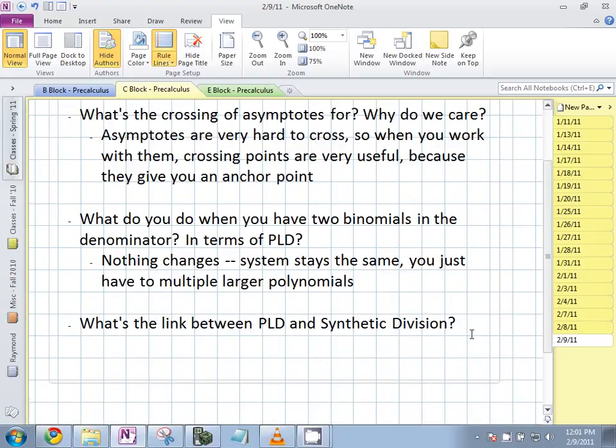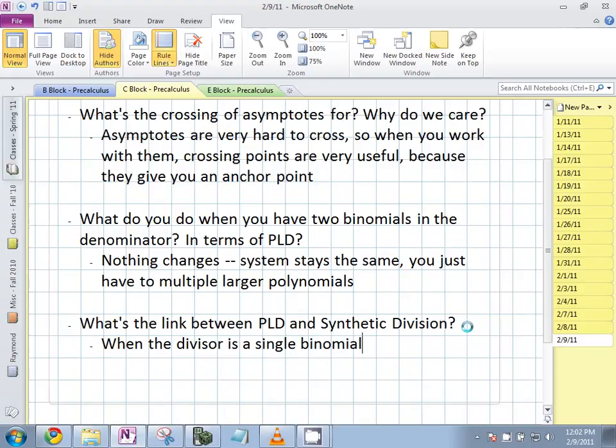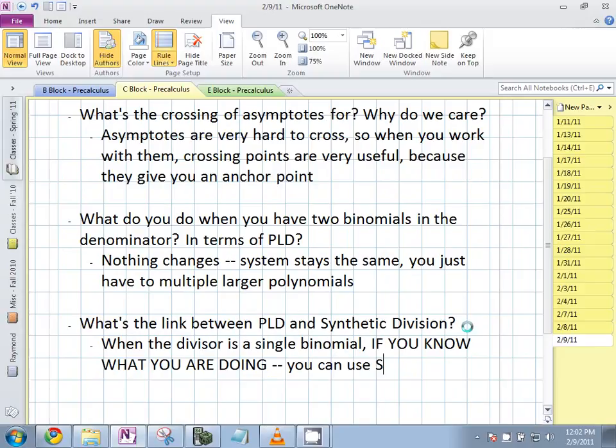What's the link between polynomial long division and synthetic division? The short answer to this is when the divisor is a single binomial, if you know what you are doing, you can use synthetic division instead. Yes, it's much faster, but you've got to be careful. Basically, it's like shorthand, like those court reporters; they can record everything, but you need to be real careful.